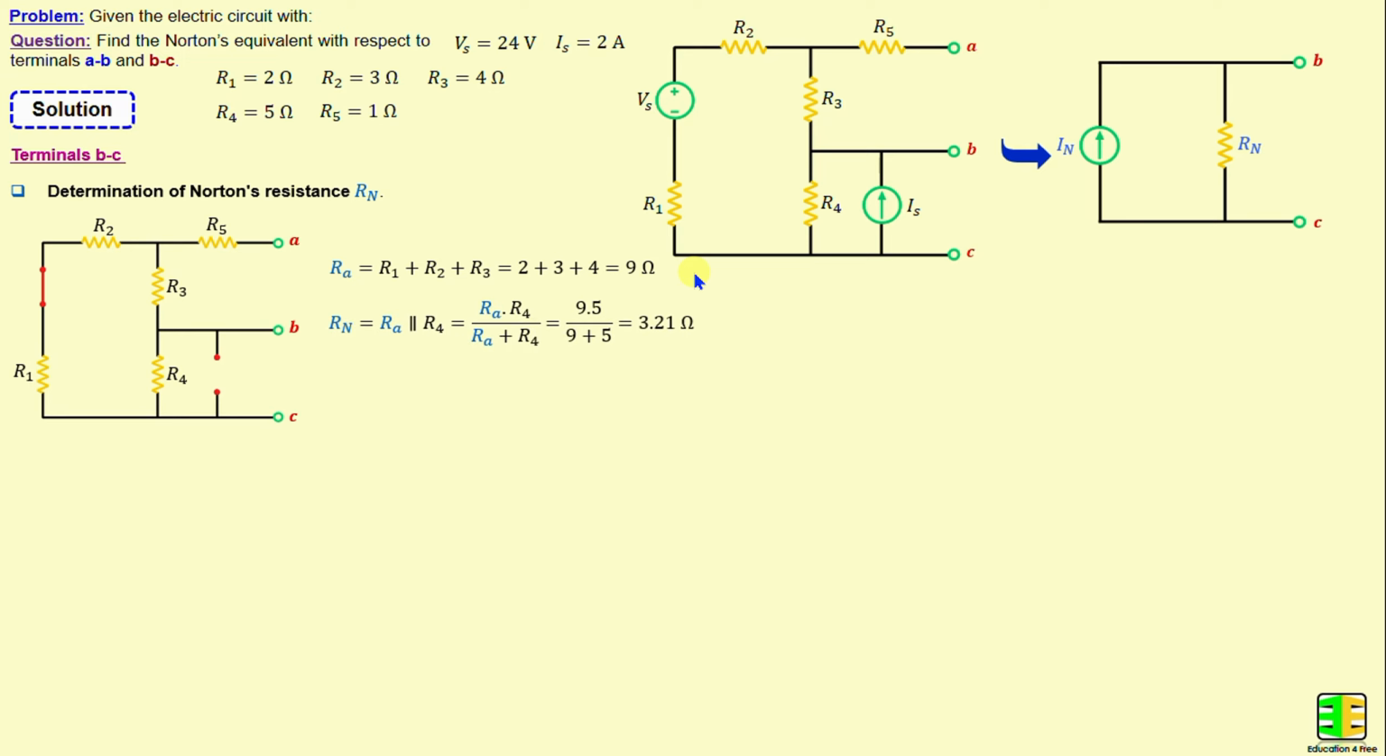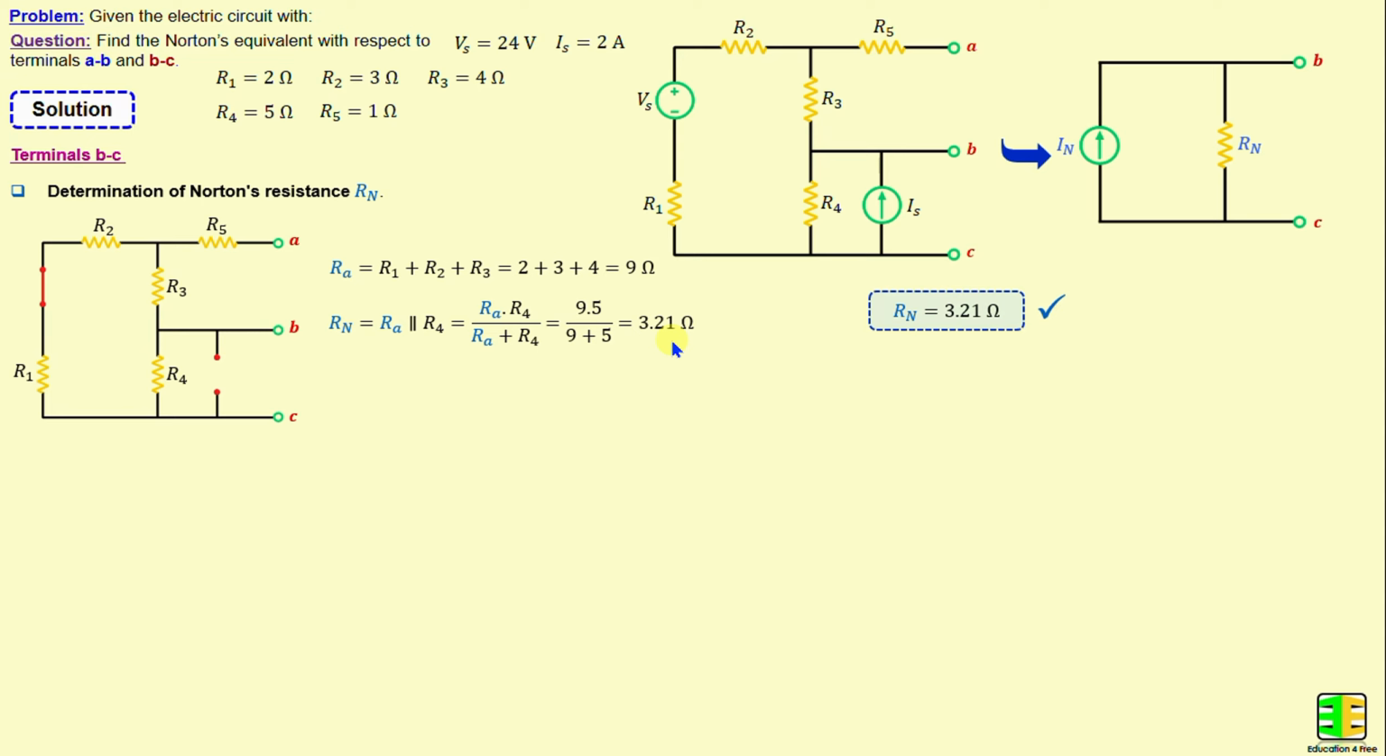Rn is equal to the parallel combination of Ra and R4. Therefore, Rn can be calculated using the following formula: Ra times R4 over Ra plus R4. And if we replace Ra and R4 with their numerical values, we obtain Rn is equal to 3.21 ohms.